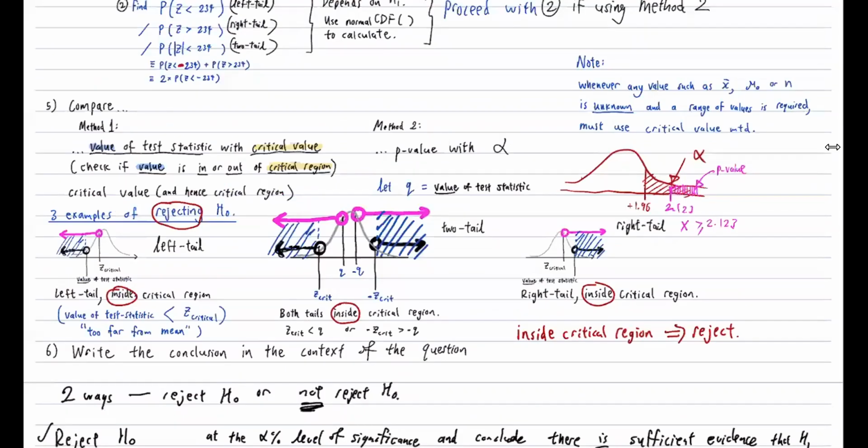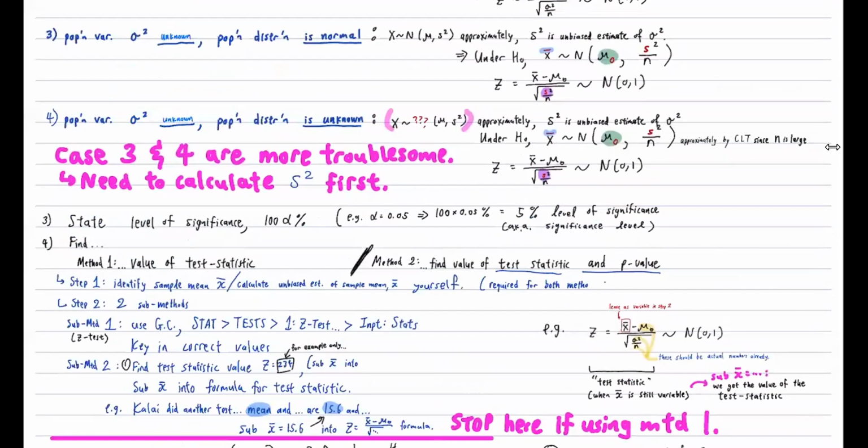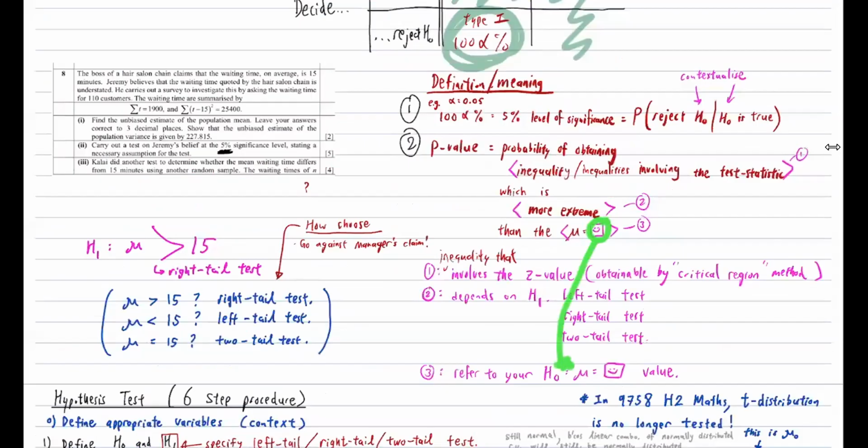Then that's the more extreme part. Then the mu equals happy face. So in this case, this happy face here is actually referring to the mean that you have written down in your H naught. H0, H naught. Okay, then that's how you phrase it.